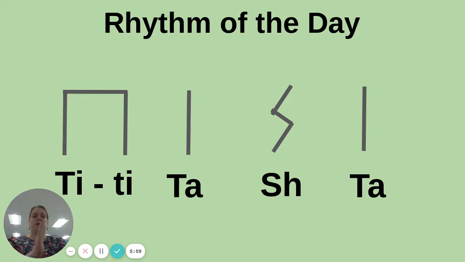We're going to do our tee-tee-ta, sh-ta on a repeat. We're going to do it 4 times through, and then we'll stop. Okay, so ready? Here we go. Tee-tee-ta, ta. Tee-tee-ta, ta. Tee-tee-ta, ta. Tee-tee-ta, ta. There we go.